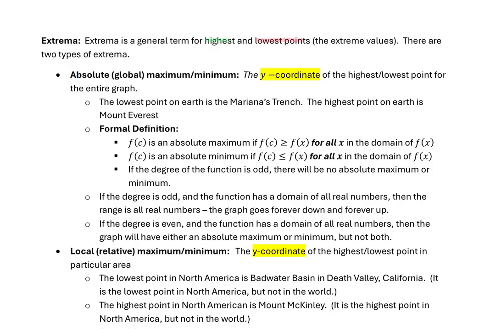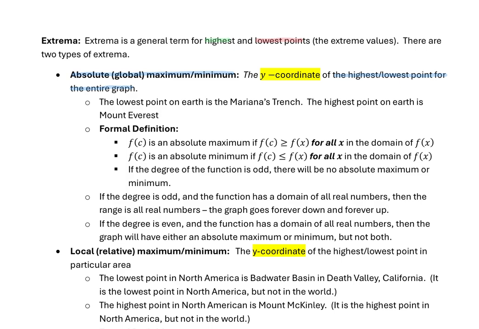We call it an absolute, sometimes referred to as a global maximum or minimum. When we talk about absolute maximums or minimums, what we're referring to is the y-coordinate of the highest or lowest point for the entire graph.